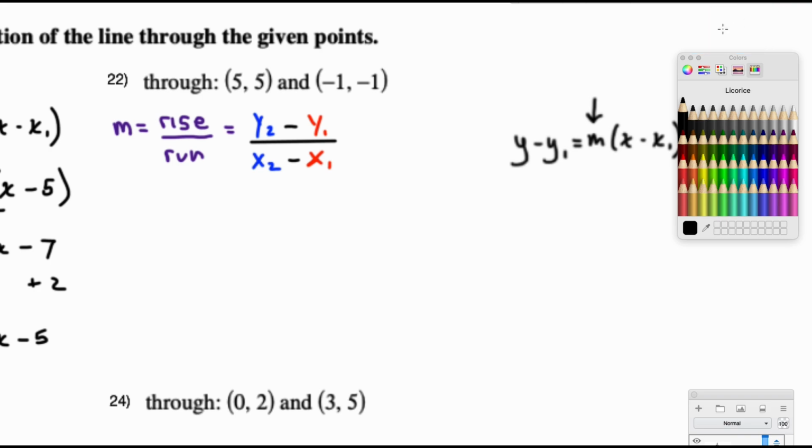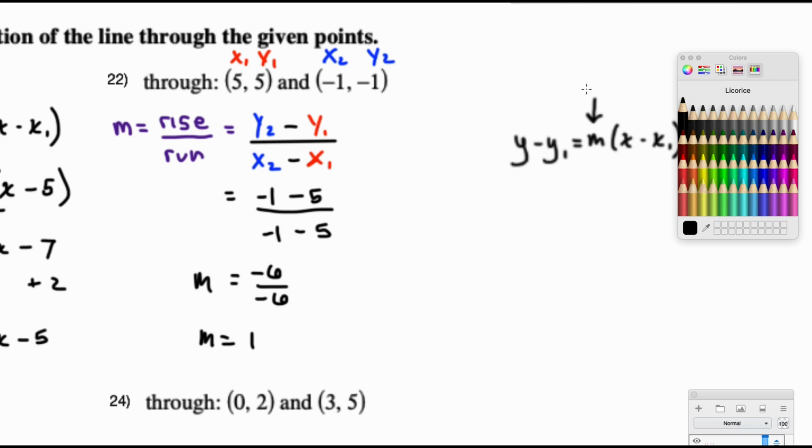Okay, what am I doing? Let's label this right here. We got X. Should I color code this one too? I'm already in blue, so I'm going to go ahead and put that. That's X2, Y2, and then red is X1, Y1, and we're just going to substitute everything in. So y2 is negative 1 minus 5 over negative 1 minus 5. Okay. This is easy. Negative 6 over negative 6. My slope is 1.